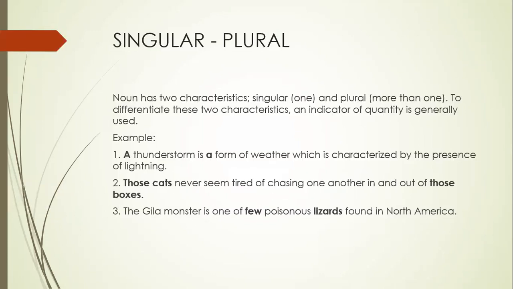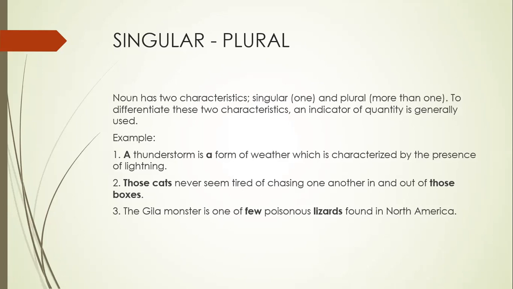Noun has two characteristics. The first one is singular, ya. Singular artinya one and plural yang artinya more than one. And to differentiate these two characteristics, an indicator of quantity is generally used. So for example, a thunderstorm. So in this sentence, we use a as an article for thunderstorm is a form of weather which is characterized by the presence of lightning.